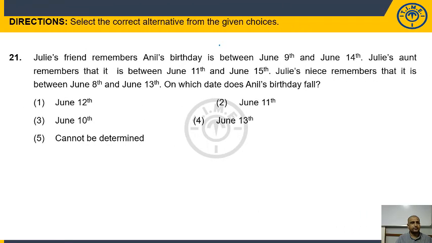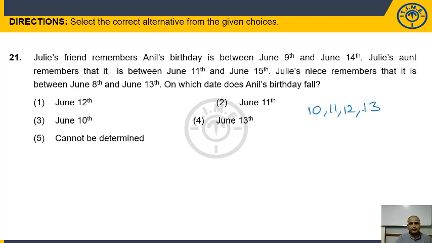Next, miscellaneous questions. Very easy questions. Don't miss these questions, don't skip these questions. Julie's friend remembers that Anil's birthday is between June 9th and June 14th. So as per Julie's friend, what could be the possible dates between 9th and 14th? So 10, 11, 12, 13.